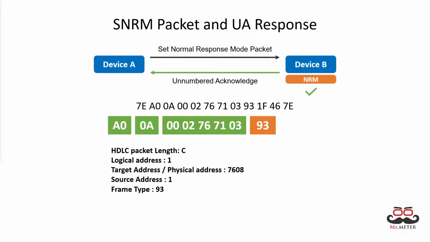93 is the frame type indicator, which is the SNRM frame based on the DLMS Green Book. And at last, 1F46 is the FCS checksum indicator.